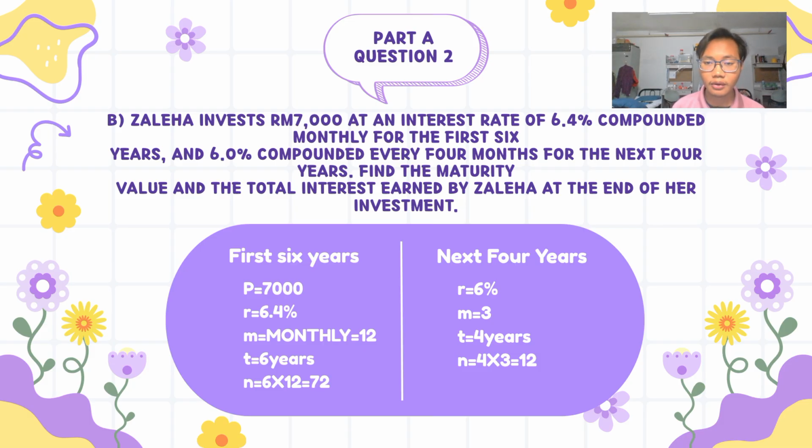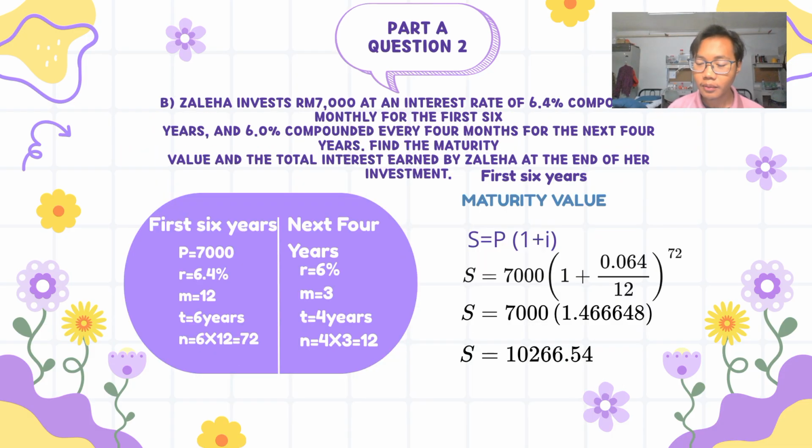First 6 years, P equal to 7,000, R equal to 6.4%, M is 12 month, T is 6 years, N equal to 72. Next 4 years, R equal to 6%, M is 3 month, T equal to 4 years, N equal to 12. We use the compound interest rate formula to find the maturity value. S equal to P bracket 1 plus i bracket power by n.